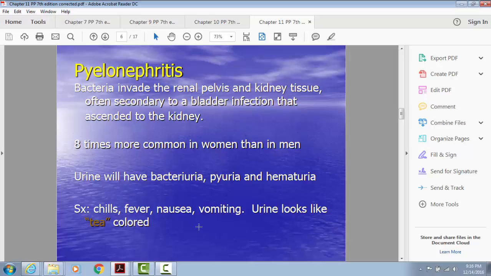If a patient has pyelonephritis, their urine will have bacteriuria, pyuria, which is pus in the urine, and hematuria, which is blood in the urine. They have symptoms of chills, fever, nausea, vomiting, and the telltale sign is that their urine looks tea-colored like iced tea, a brownish color. They will have a lot of pain in the flank area and the kidney area as well.